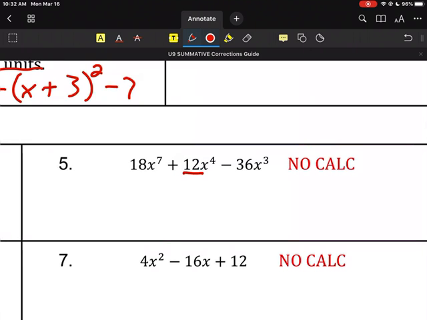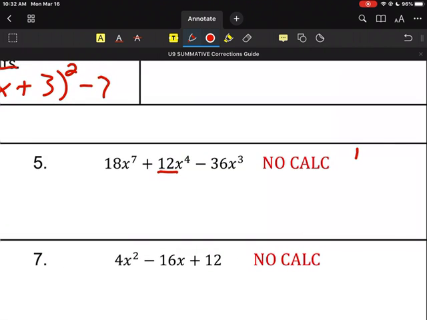Number 5. Look at 12. So if you need to make a factor tree, make your factor tree. 1 and 12, 2 and 6, 3 and 4. Can 12 go into 18 and 36? No. Can 6 go into 18 and 36? Yes. So 6 is your number. Remember, it's the biggest number that can go in. So you divide by 6.